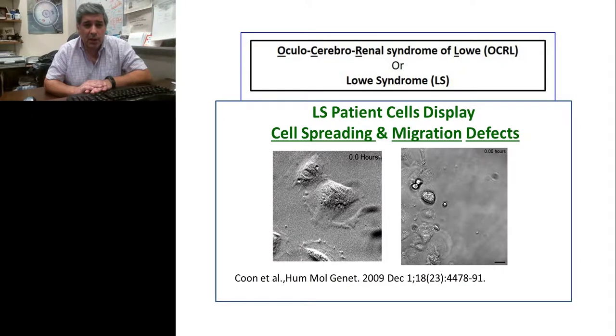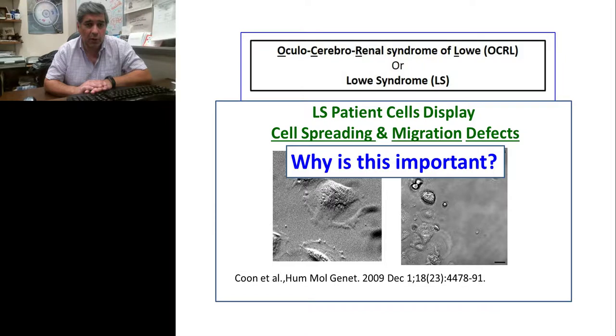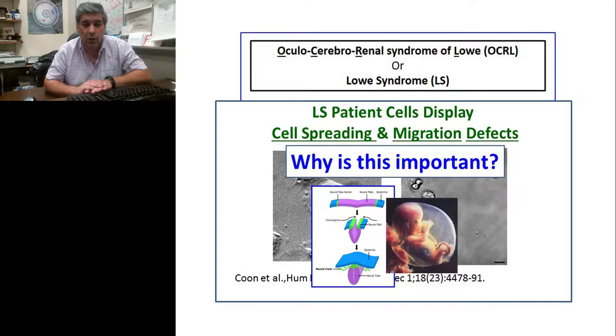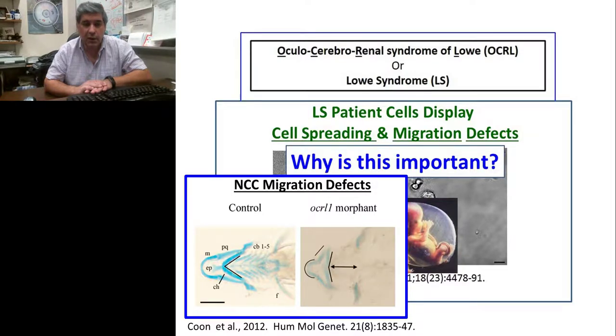So essentially what I'm telling you here is that Lowe syndrome patients' cells display defects in cell migration and in cell spreading. And why is this important? Well, this is important because, as you know very well, these processes are very important during embryo formation, during embryogenesis, organogenesis. So we think that this is the cause for some of the developmental defects that we observe.